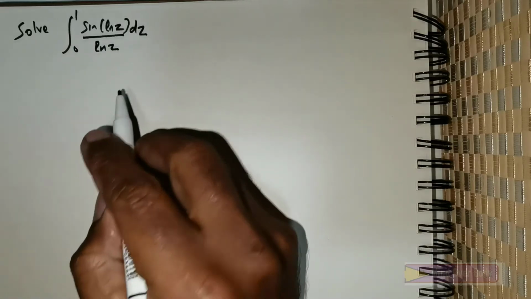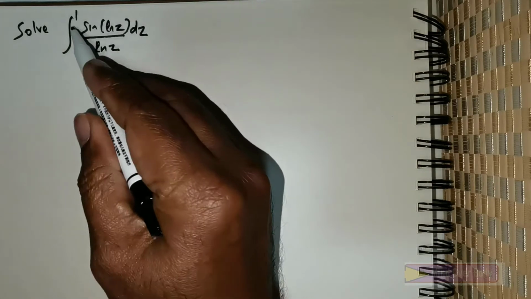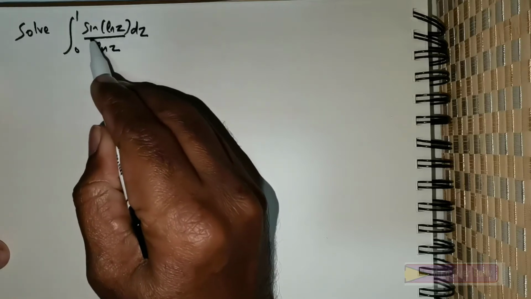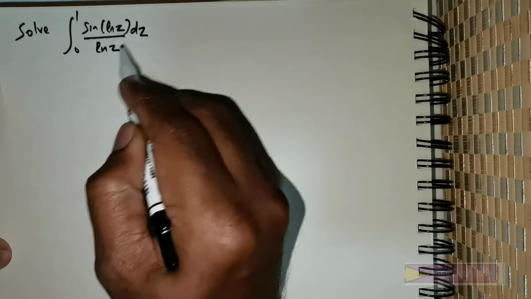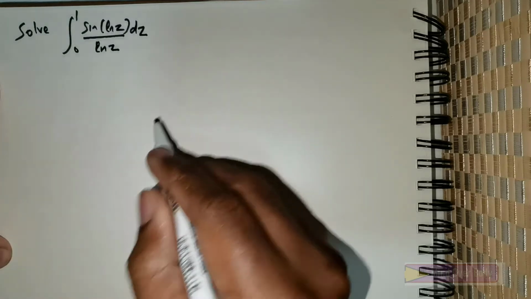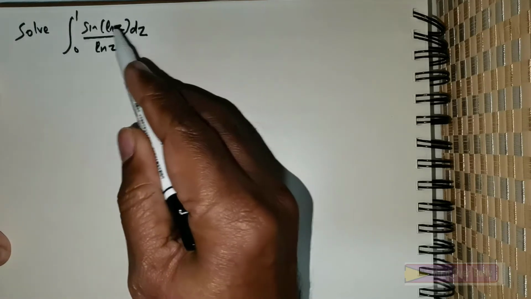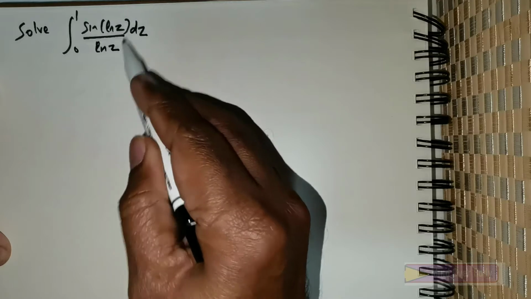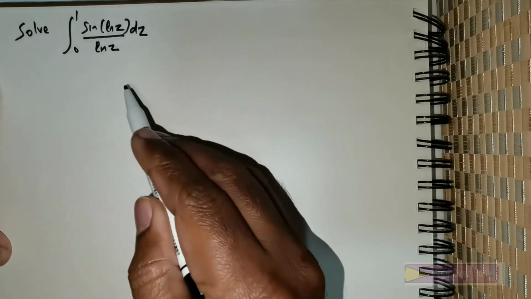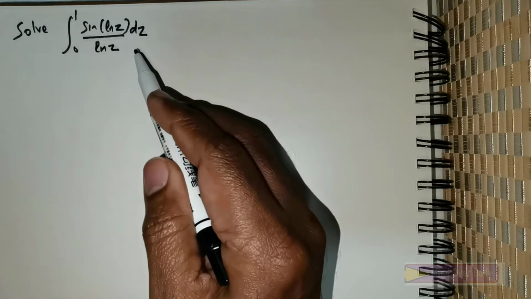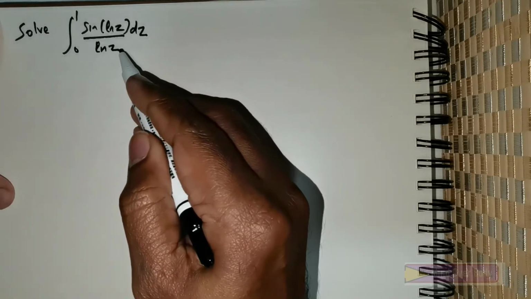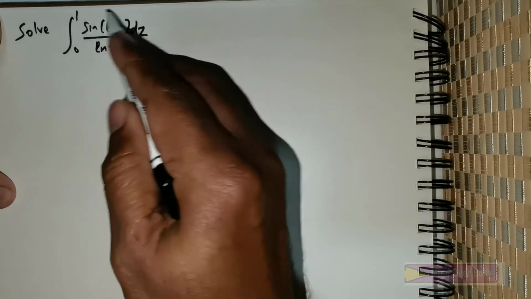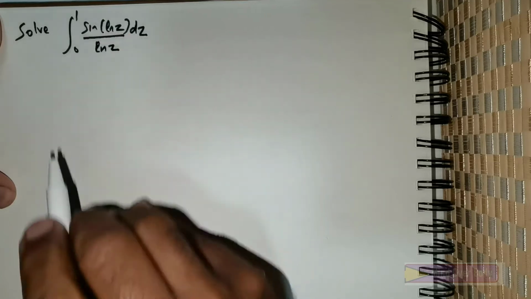Students, in today's class we will learn how to solve the integral from 0 to 1 of sine of ln z divided by ln z times dz. Now z is just a variable, so it has got nothing to do with the complex variable z. This z is just a real quantity.